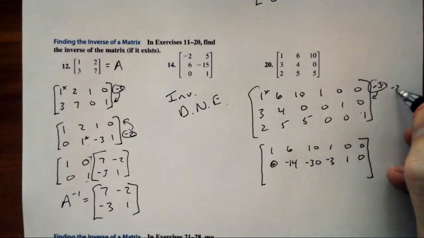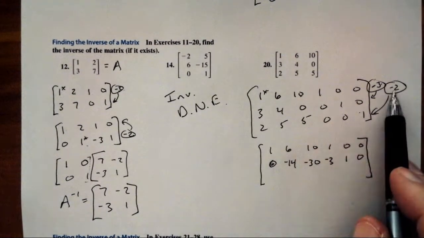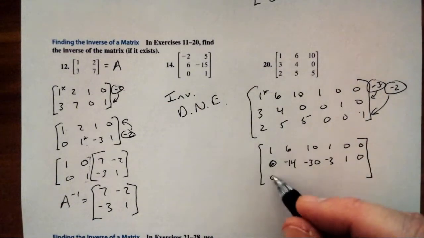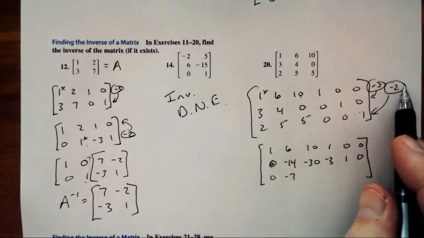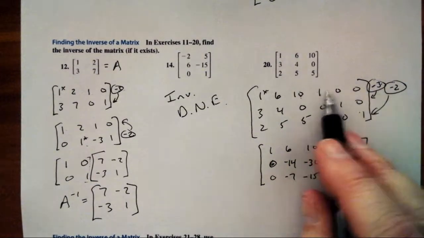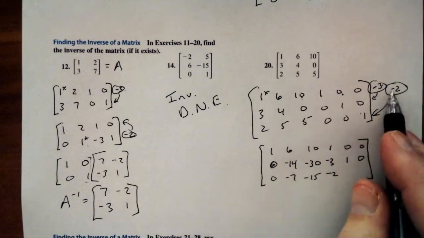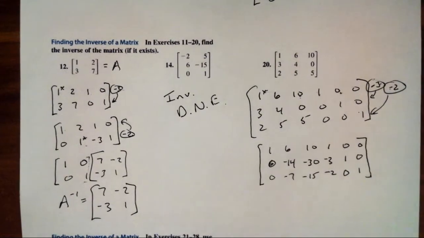I'm going to multiply the first row by -2, send it down. And I get -2 and 2, 0. -12 and 5, -7. I get -20 and 5, -15. I get -2 and 0. I get 0 and 0. I get 0 and 1.